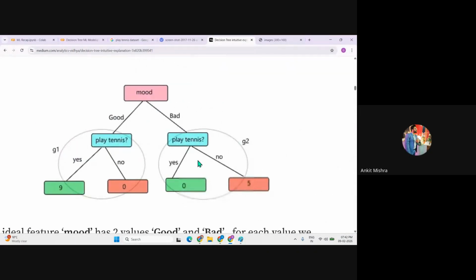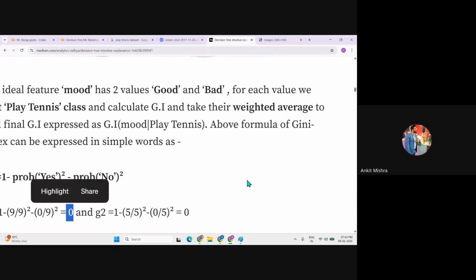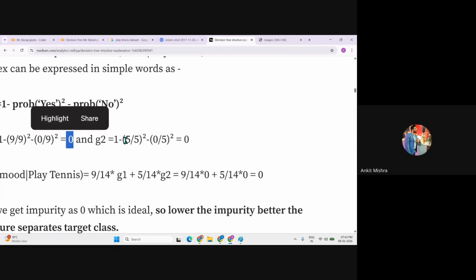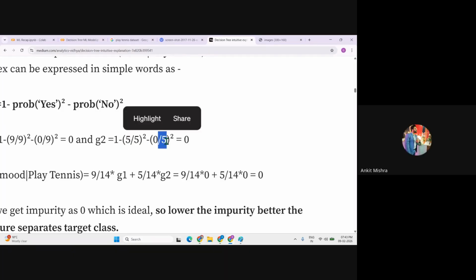Now, in the same way, in this G2, we are only having the 5 data set, right? Now, let's calculate the probability of getting yes in this 5 data set. It's 0 by 5. Very good. Now the probability of getting no in this 5 data set is 5 by 5. Perfect. So we are getting 1 minus (5 by 5) square minus (0 by 5) square.